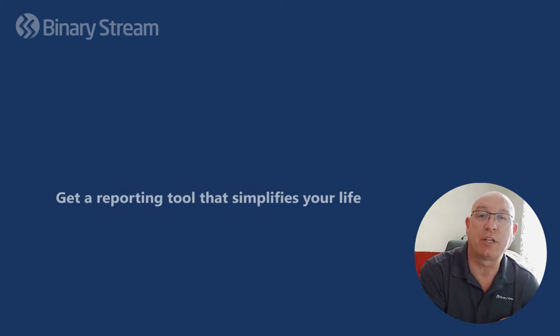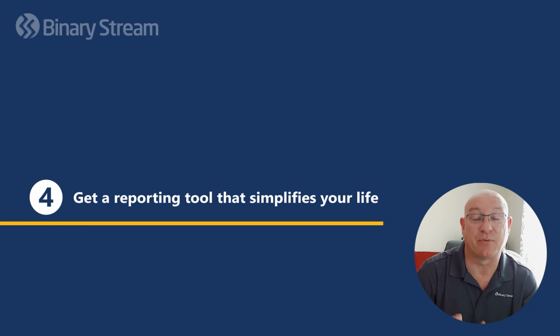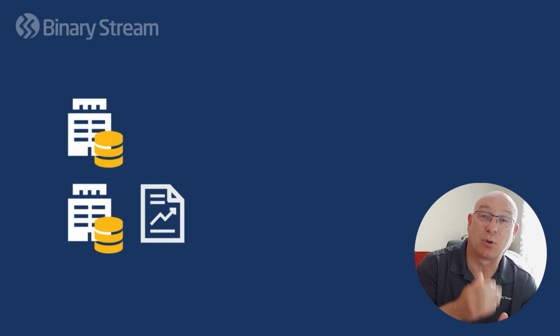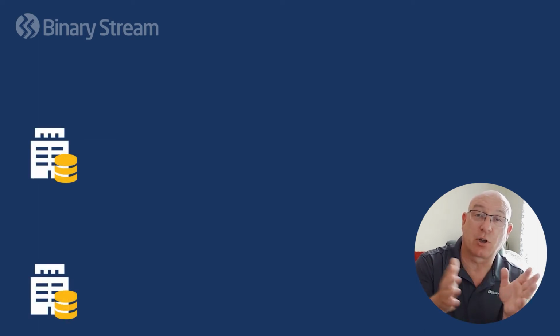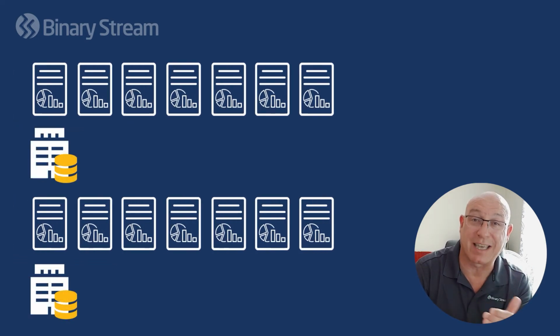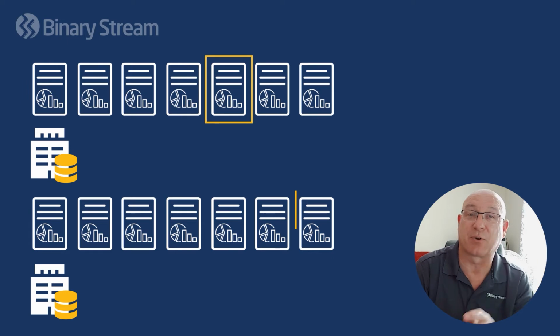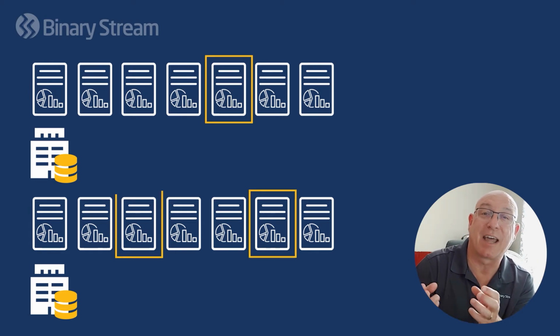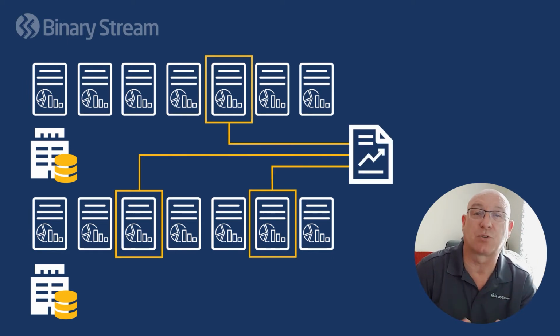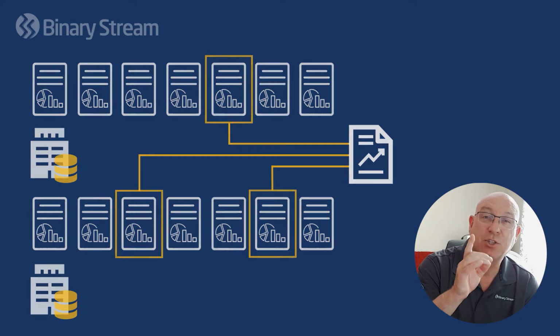Number 4, get a reporting tool that simplifies your life. If you've got multiple databases, multiple companies, make sure your reporting tool, for example, Management Reporter or Jet Reports, has the ability to pull from each of those databases. When you set up your reports, make sure you're looking in each database, pulling the correct accounts, of course. Again, this is where the synchronization comes in handy to get those correct reports. There are a lot of nice reporting tools out there. Just make sure that you get the one that's best for you.